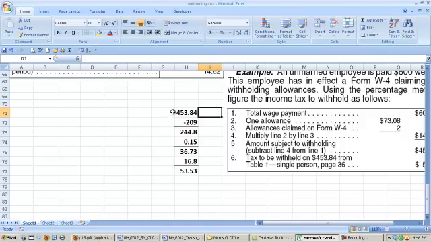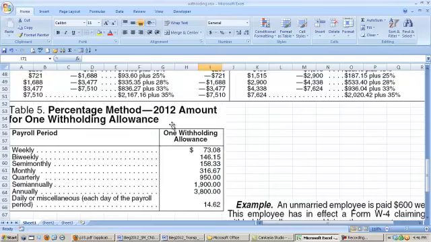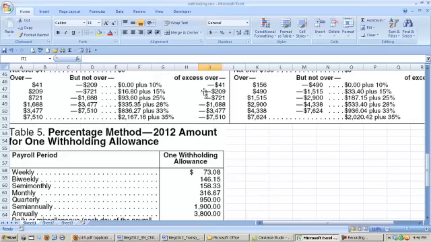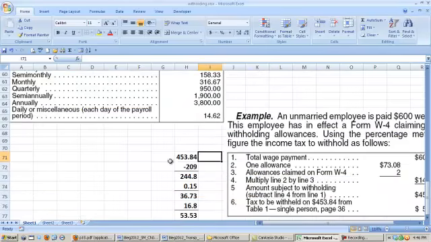$453.84, right? We're going to subtract out the $209 just like it said. Let's go up here and take a look. The amount over $209. So we say $453.84, this is the amount subject to withholding, minus $209 gives us $244.80. This is actually, it might be a little bit more. I don't think I have my decimals extended far enough. That's right, $244.84.